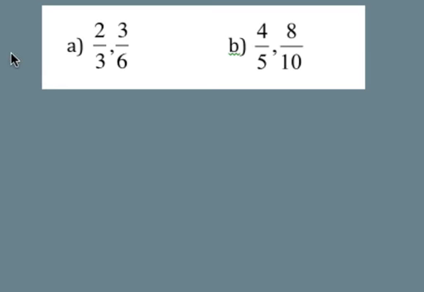All right, we're going to determine whether these are equivalent ratios using two different methods. The first method is we're going to find a common denominator for both the 2/3 and 3/6. So if we do that, then we're going to have to multiply both 2 and 3 by 2 in order to get a denominator of 6.